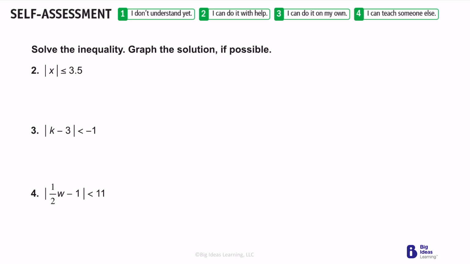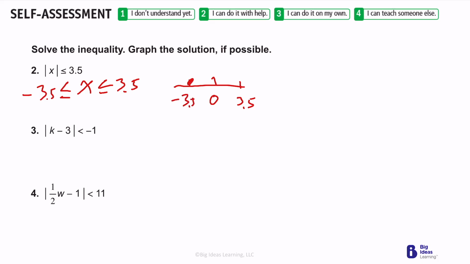All right, so your first one here, I have x is less than or equal to 3.5. And since that's a less than, it's an and, so I add the symbol here, change the sign there, and I have nothing to solve. I'm done. So I just draw a number line. 0 is here, 3.5 is there, negative 3.5 is here. Put my dot, do my shade.